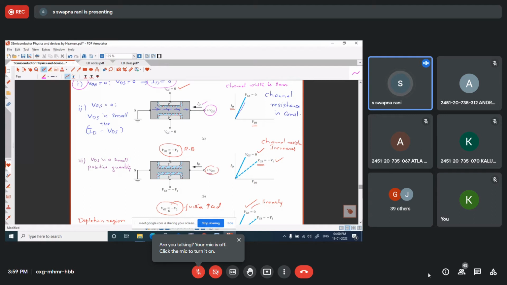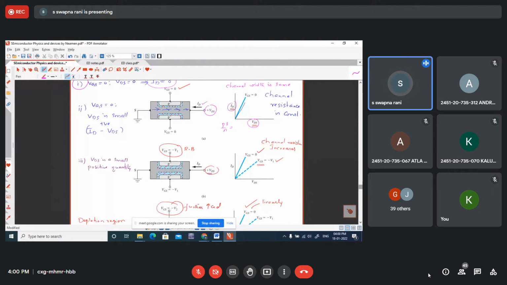Therefore channel resistance is also the same. Resistance is rho into L by A. If you observe, the cross-sectional area of the channel and the length of the channel are all constant, because the depletion widths are not changed. So when VGS equals 0, the channel width is the same and the channel resistance is constant. Therefore, drain current and drain source voltage will follow Ohm's law. Current increases linearly with VDS.